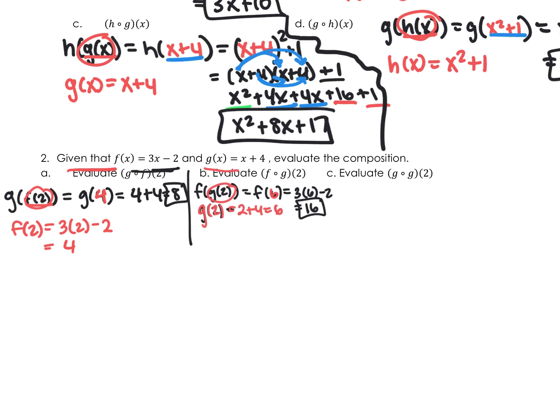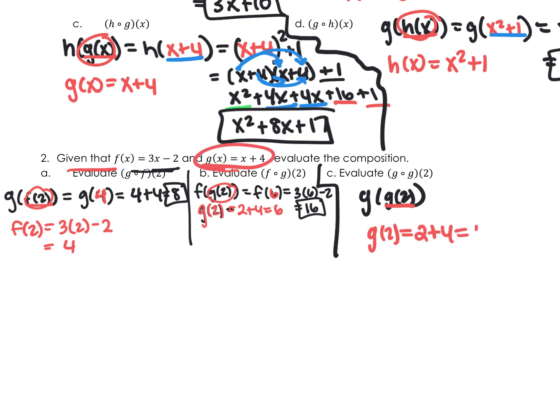All right, and lastly here, we'll find g of g of 2. So we'll start on the inside. G of 2, plug 2 into your g equation. Come up here, plug that in here. Plug 6 into your g equation. And you get 10.